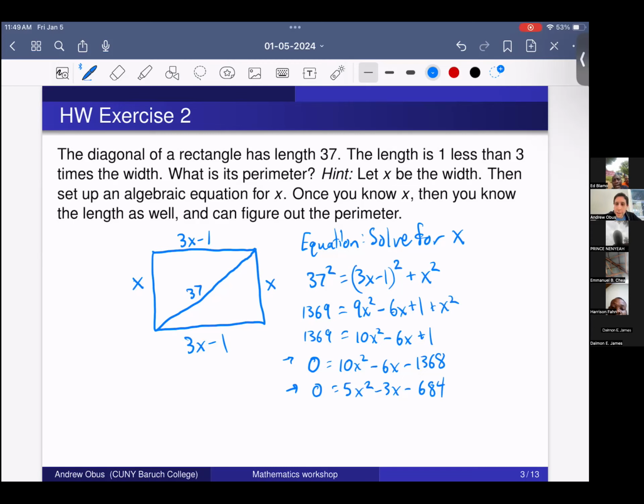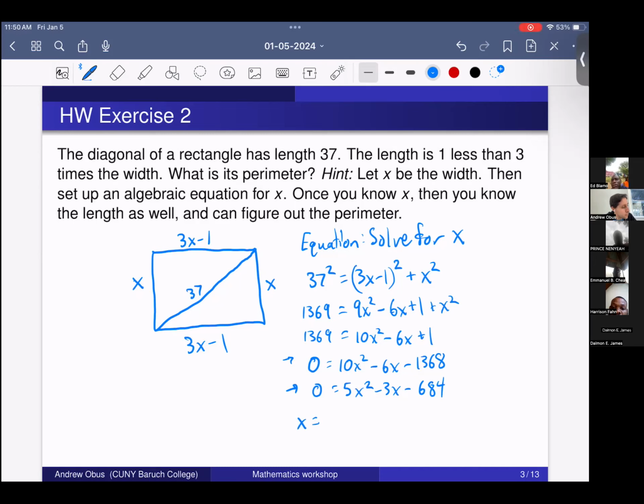We can use the quadratic formula. So this will factor, but finding the factoring will take a little bit of time and will be a little hard. So I like Ed's idea to use the quadratic formula instead. So what do we get?